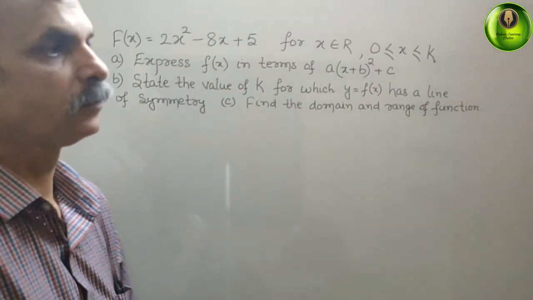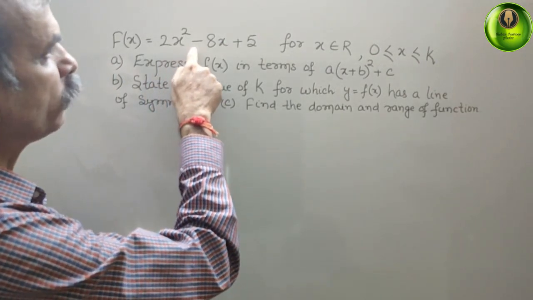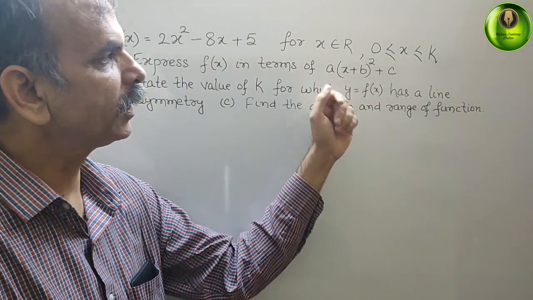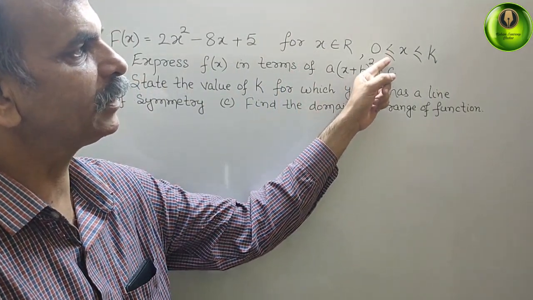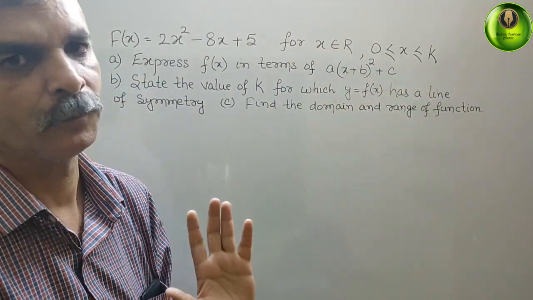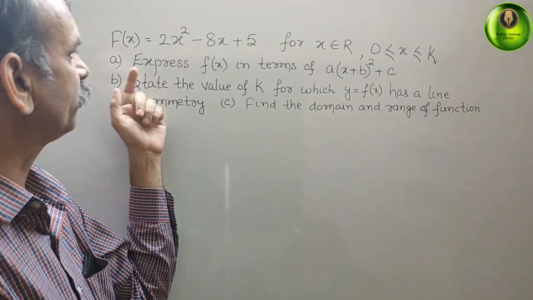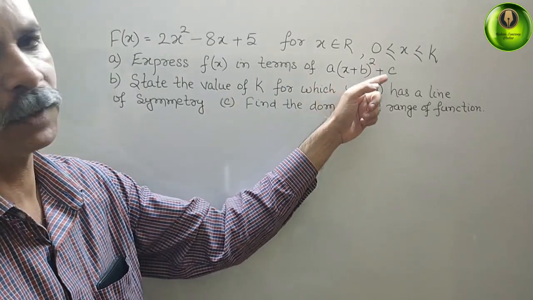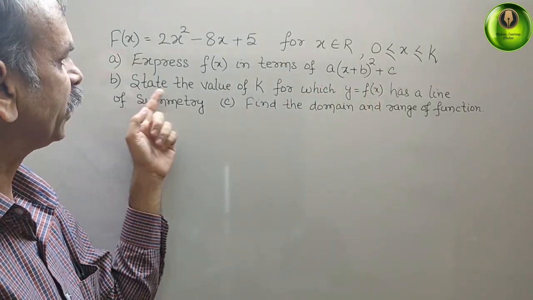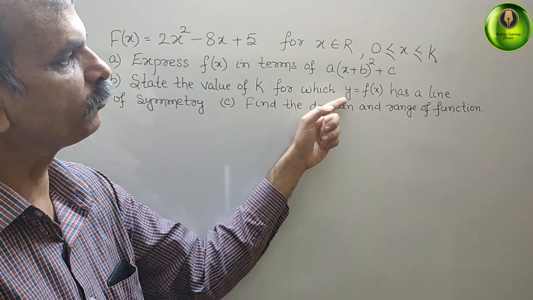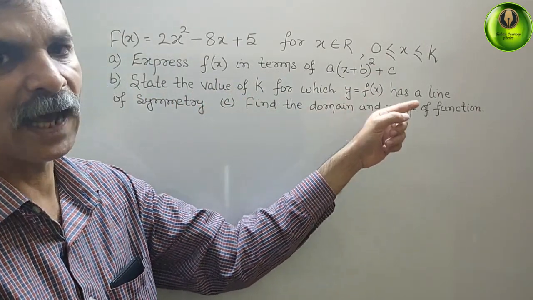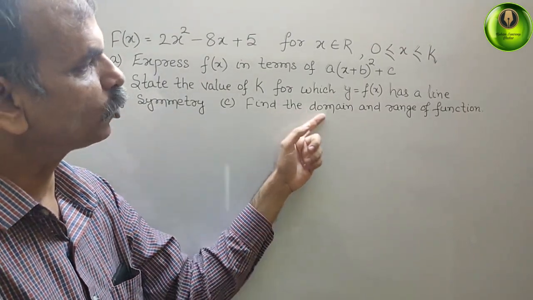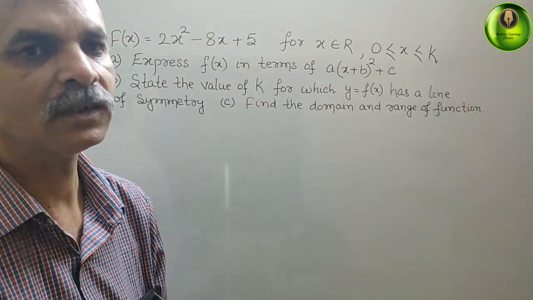Your question is f(x) = 2x² − 8x + 5 for x belonging to real numbers, 0 ≤ x ≤ k. They have asked: express f(x) in the form a(x + b)² + c. State the value of k for which y = f(x) has a line of symmetry. Find the domain and range of the function.